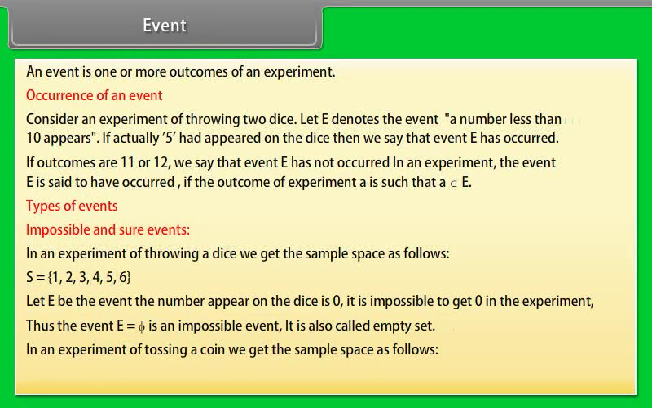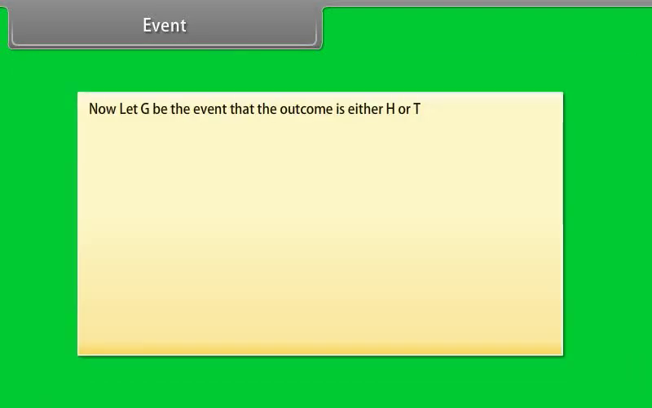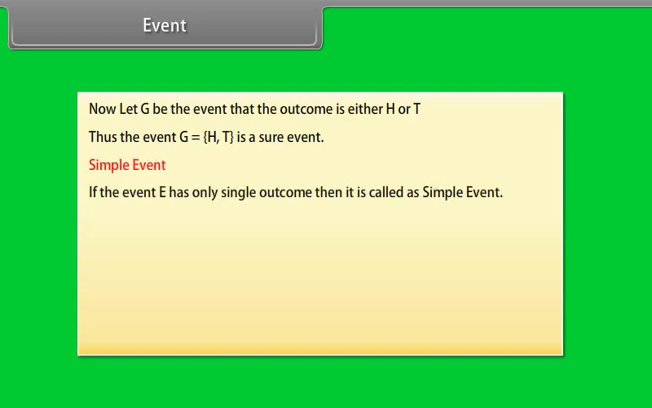In an experiment of tossing a coin, we get the sample space as follows. S is equal to {H, T}. Now let G be the event that the outcome is either H or T. Thus the event G is equal to {H, T}, a sure event. Simple event. If the event E has only single outcome, then it is called a simple event.